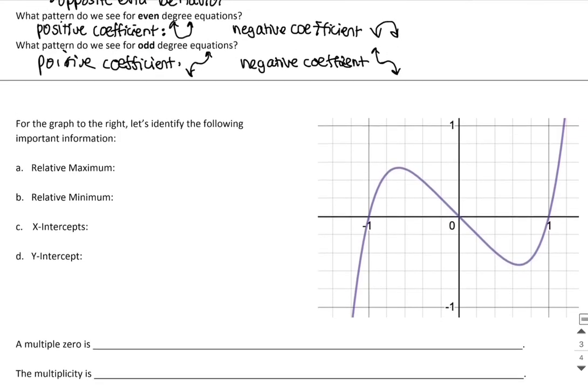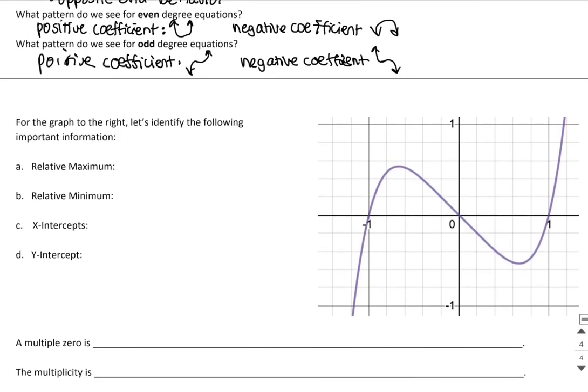All right, so for the graph to the right, we're going to identify the important information from it. If I look for the relative maximum, that is right here. That's point A. If I look for the relative minimum, I'm looking at this point here. That's the lowest point, if I'm not talking about how it goes on in its end behavior to infinity. So the relative minimum is this point B.